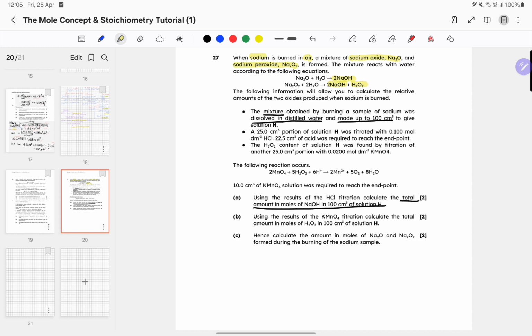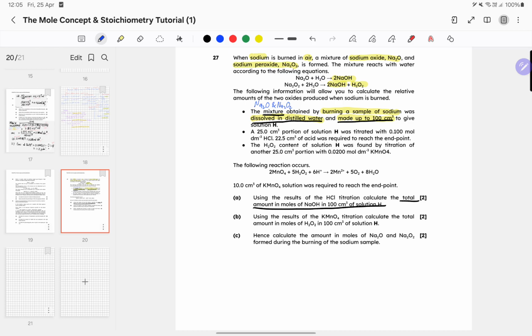The mixture obtained from burning a sample of sodium. So after I burn this sample of sodium, I'll get sodium oxide and sodium peroxide, and this sodium oxide and sodium peroxide is dissolved in water. So first, you burn sodium in air. Then this mixture that I get will contain Na2O as well as Na2O2. You dissolve it in distilled water and make it up to 100 cm cube, to give you a solution H.